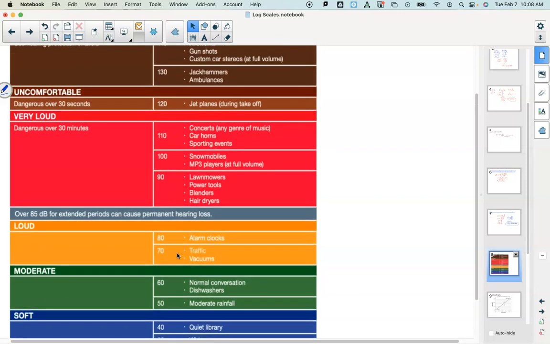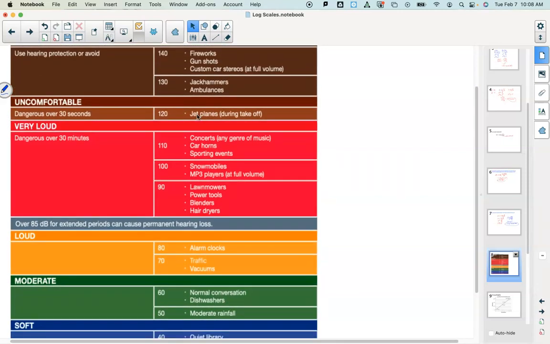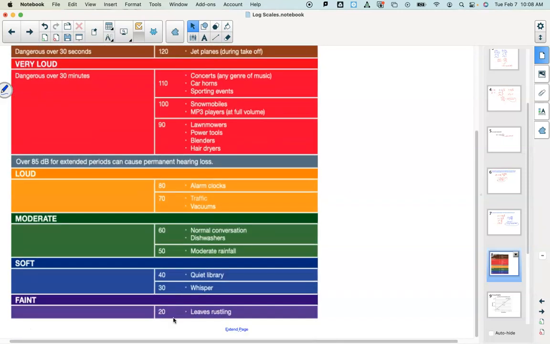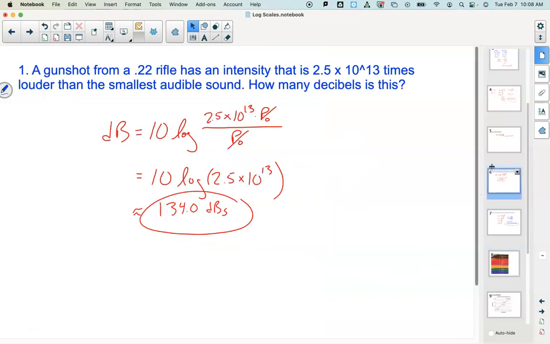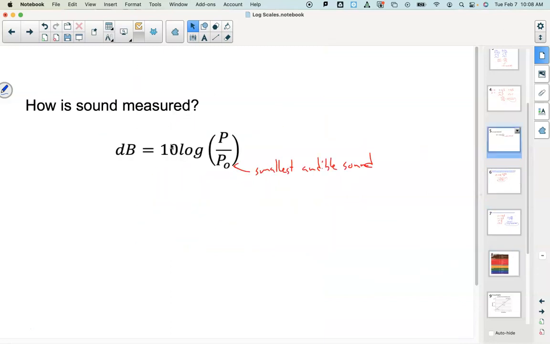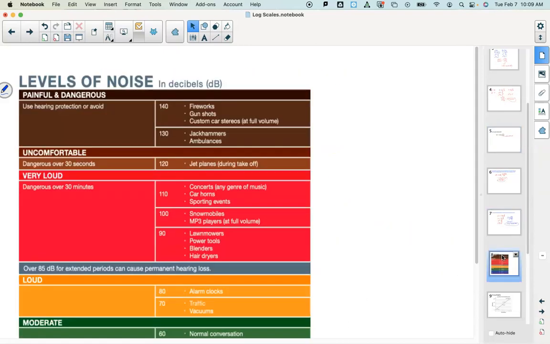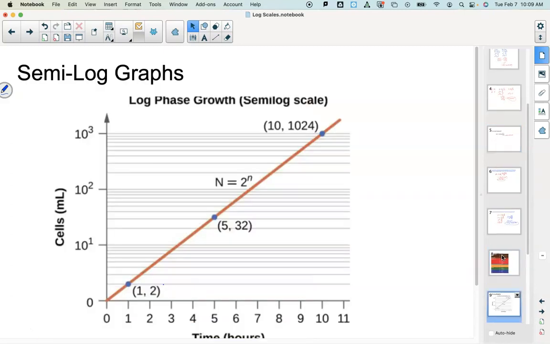So again, we can't say that a jet plane is 6 times more intense than leaves rustling. We have to think about how that logarithmic scale works. And because there's that 10 in front, where did it go? Right here, it's not as simple as the Richter scale where each one represents 10 times more. There's that 10 in front, so you have to divide that over. But that's the concept.